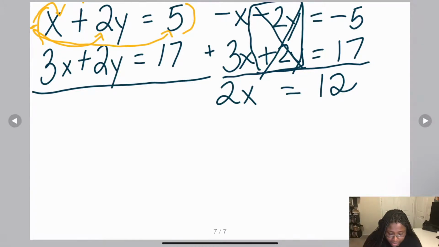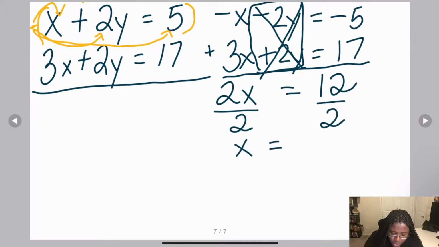We're making headway here. We want x by itself because the goal with elimination is similar to substitution. We're trying to find out what the x value is and what the y value is. So divide both sides by 2, and x will equal 6.